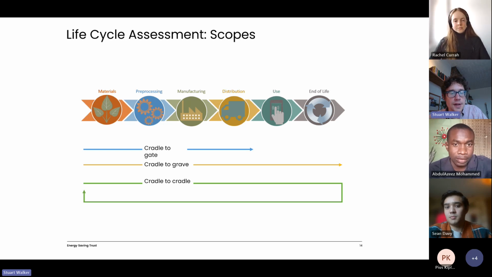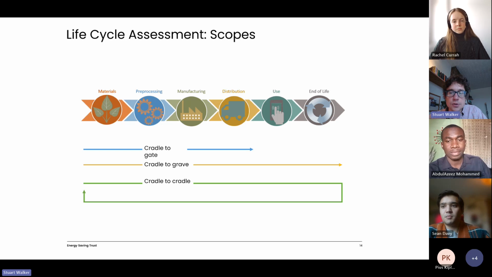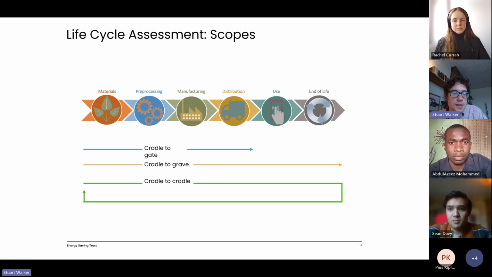And we can also look at something called cradle to cradle. So if we have a product that can be remanufactured or reused or recycled, we can start to go back round this loop and talk about the product as a whole. So we can talk about going right back to the raw materials again to restart the manufacturing process. I'll talk a bit later about looking in literature on LCA; you'll find cradle to grave and cradle to gate mentioned quite commonly as the two scopes.